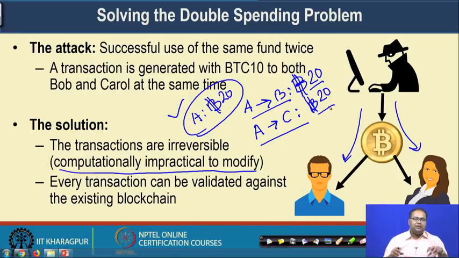So, the miners or the nodes in the Bitcoin network can verify that, and they can actually block such kind of double spending from happening over the Bitcoin network. So, that way, by making the entire system tamper proof, the proof of work mechanism ensures that double spending does not happen in a blockchain network.